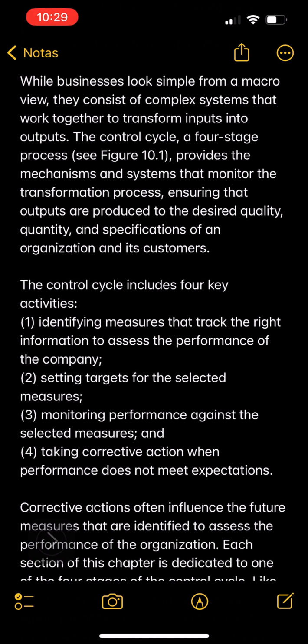The control cycle, a 4-stage process, see Figure 10.1, provides the mechanisms and systems that monitor the transformation process, ensuring that outputs are produced to the desired quality, quantity, and specifications of an organization and its customers. The control cycle includes 4 key activities.